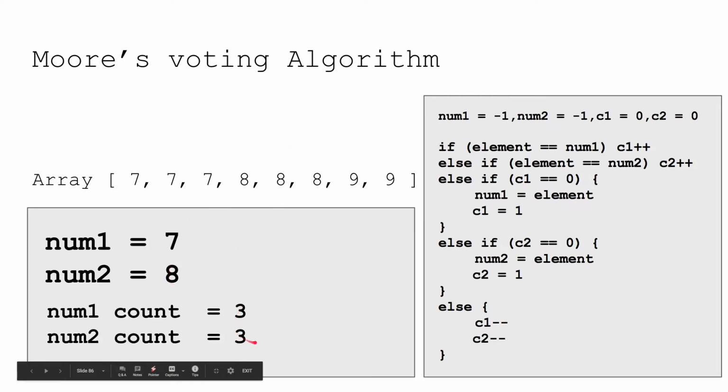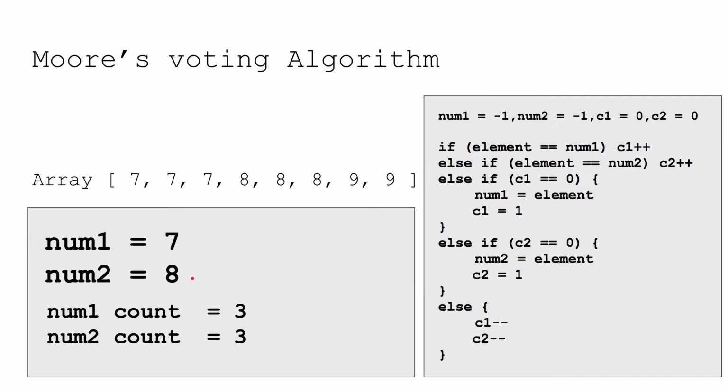Now we will compare this count with the floor value of n by 3, which is 2. That means both these elements are greater than the floor value of n by 3. So now we can say that these two elements are your majority elements, and you can return this as your result. Now, as I have already mentioned, we can get at most two majority elements.